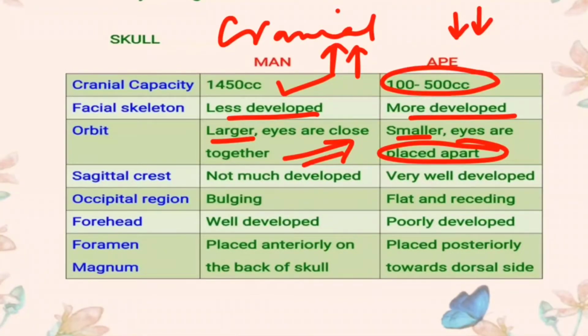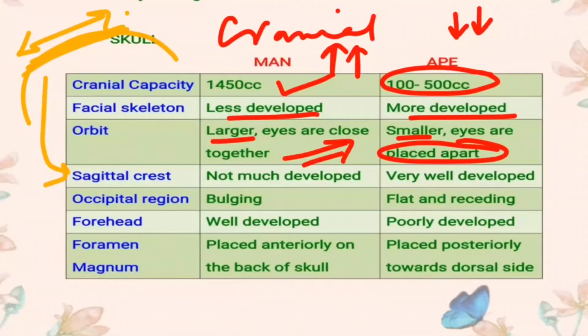Now what is actually the sagittal crest? It is simply a ridge of bone which runs lengthwise along the midline on the top of the skull. If this is the top of the skull, there is a ridge of bone which is running lengthwise. So this midline on the top of the skull is called the sagittal crest. And in the man, the sagittal crest is not much developed, but in the apes, it is very well developed.